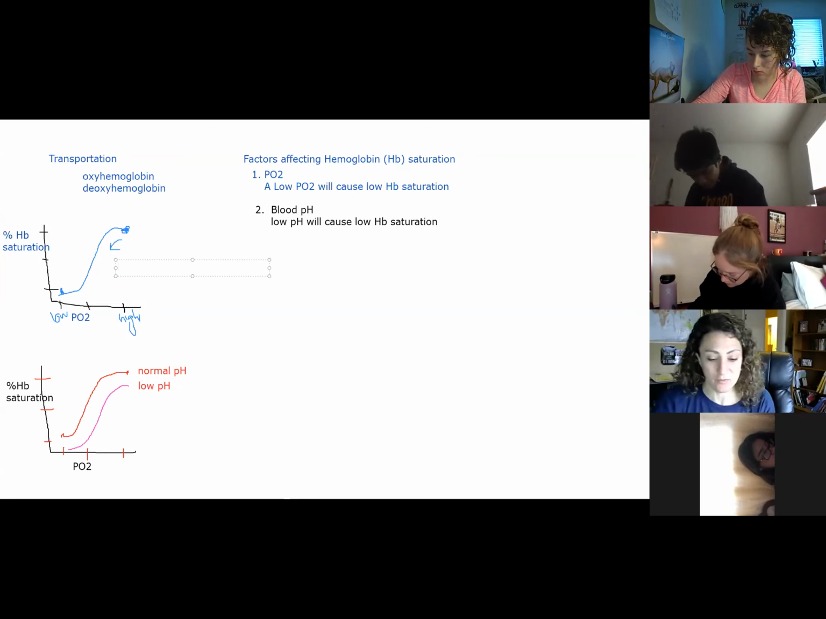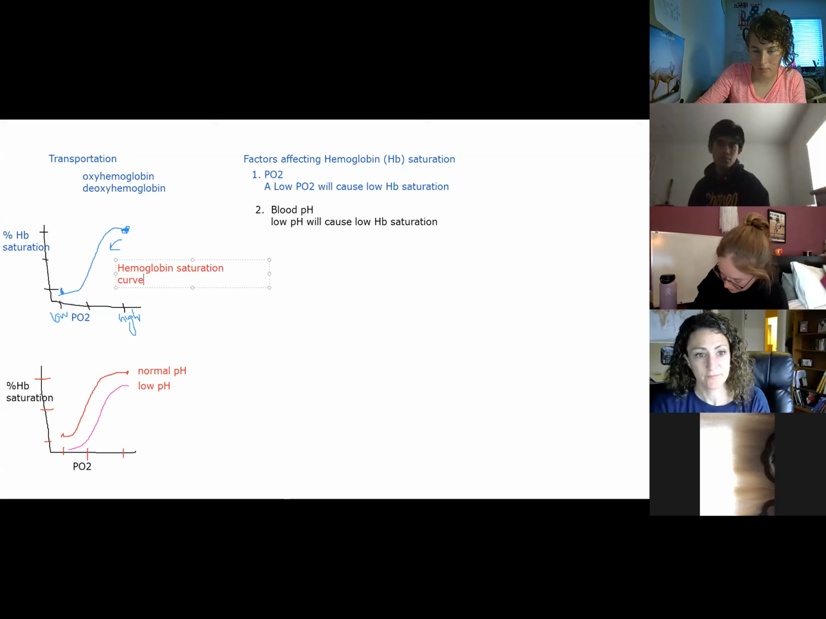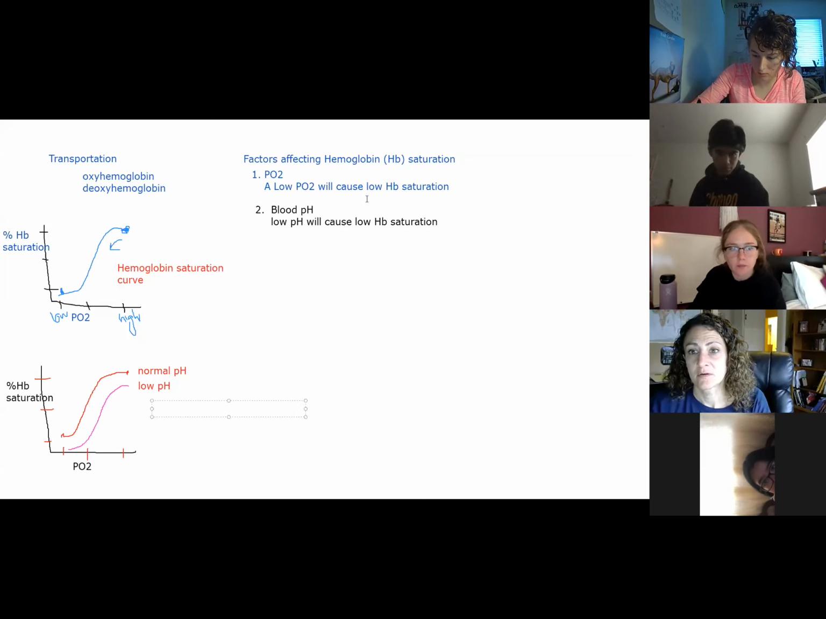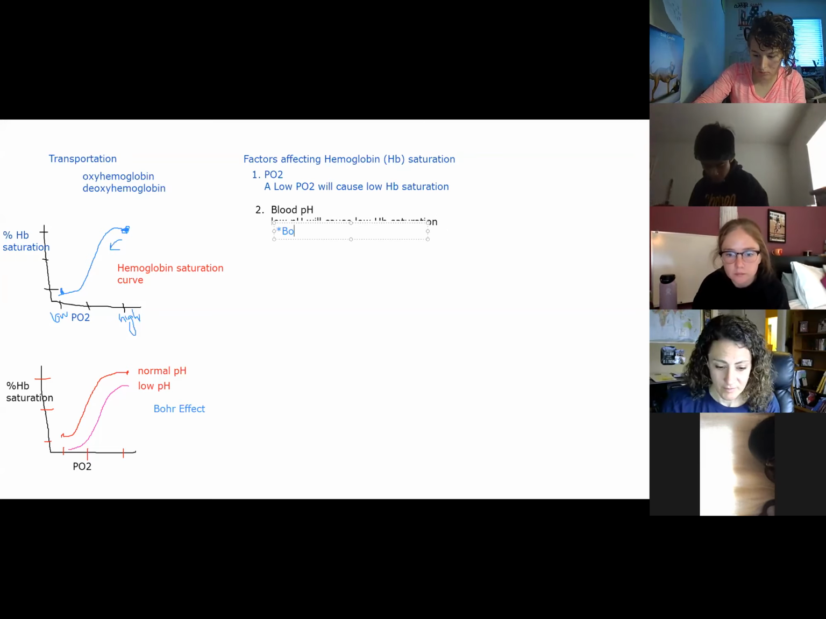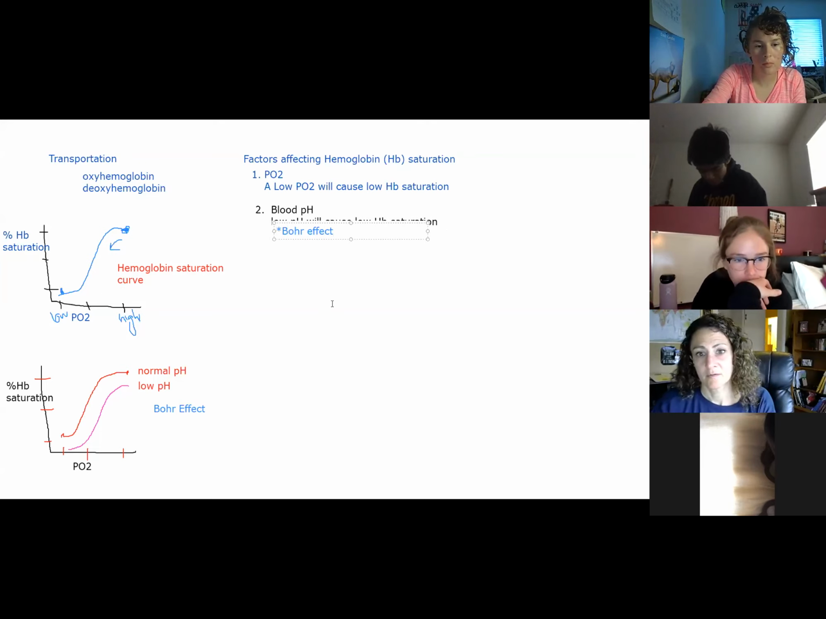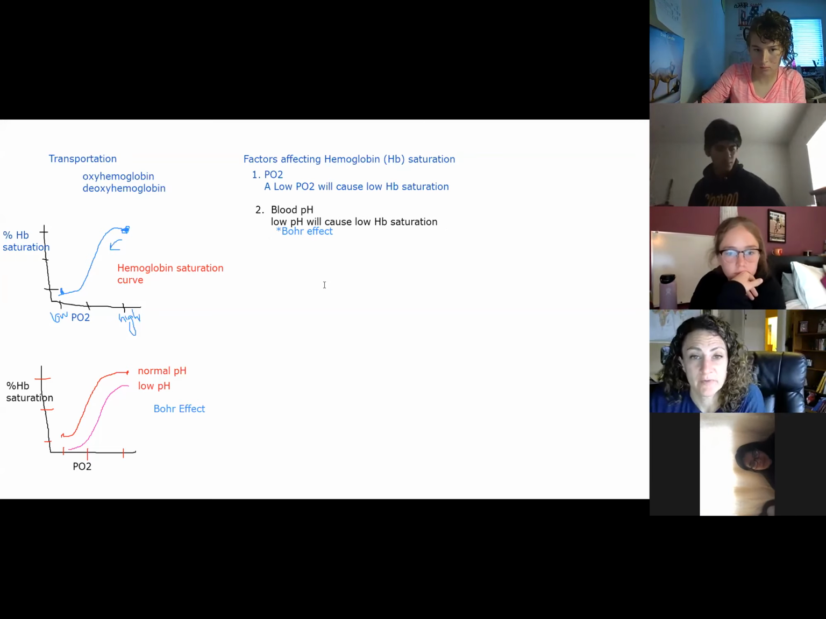Okay, so this first curve we drew, we'll call the hemoglobin saturation curve. And this curve that we just drew is called the Bohr effect. Okay, so the Bohr effect says a low pH will cause low hemoglobin saturation. So that's this drawing.